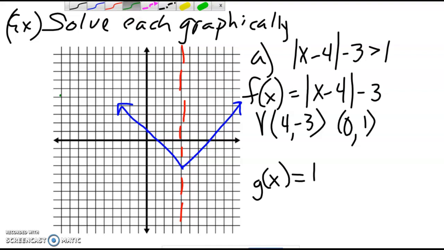So then the second step is to graph g of x equals 1. That means we go to the 1 on the y-axis, and we draw a horizontal line there. When we had an equation rather than an inequality, we would go to where the absolute value and the linear graph intersect, and we would talk about the x values. So we still want to look at where they intersect because that's going to help us. So they intersect here and here. So we will use those values of 0 and 8.